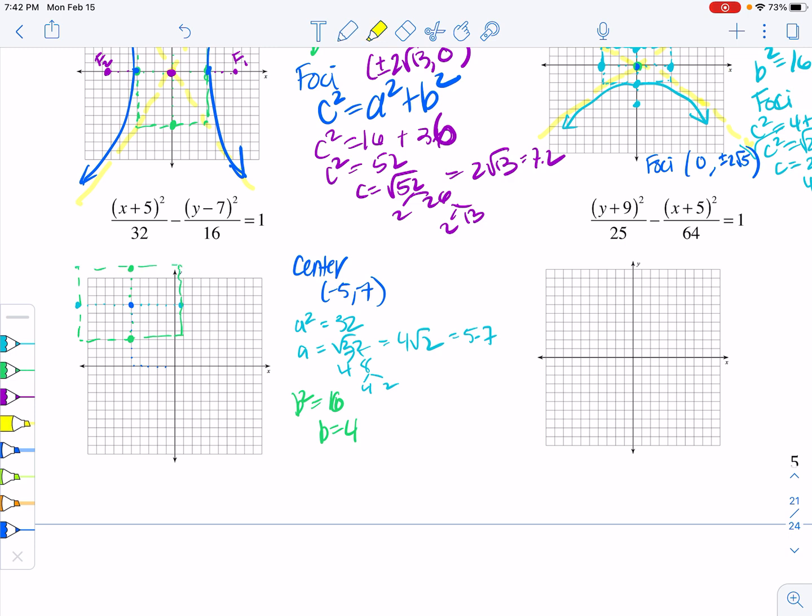And then we make our asymptotes that go from corner of the box through the center through the other corner. And then we look and see which one's positive. Our x squared is positive, so it's going to open towards the x-axis, so it's going to be this direction. The other way that you can remember is that the x is open left and right, and the y is open up and down. That's another way that you could look at that.